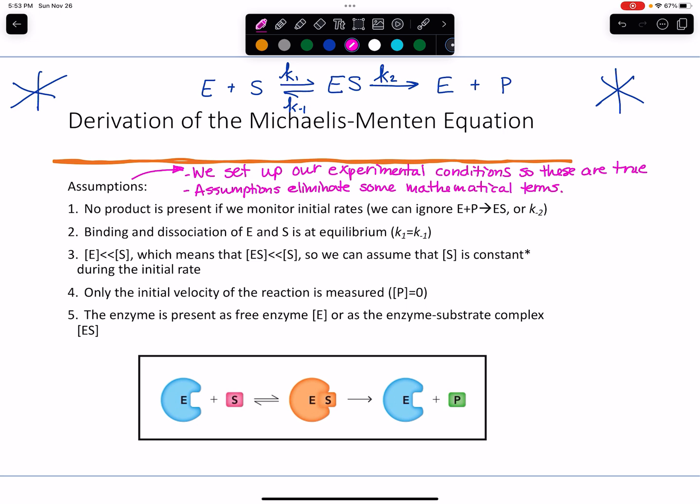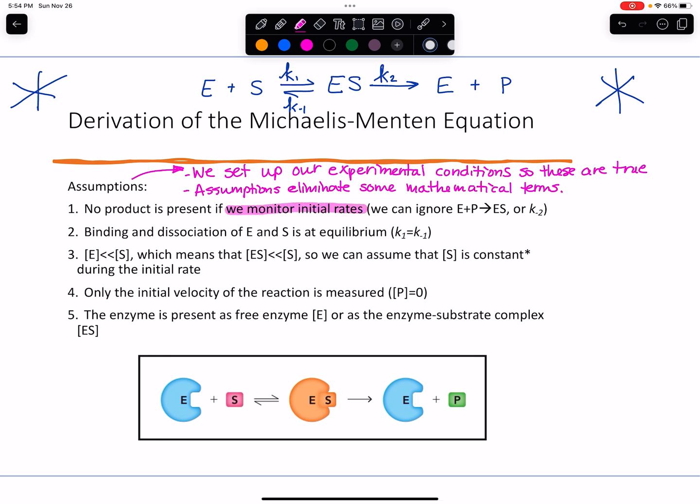All right, so assumption number 1 has to do with what we measure. What we're measuring is that we're going to look at initial rates.